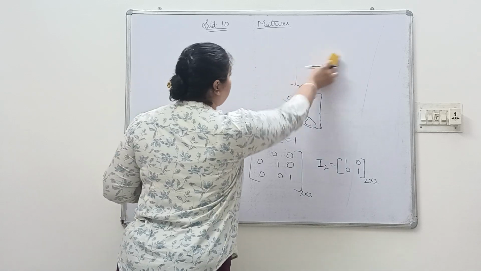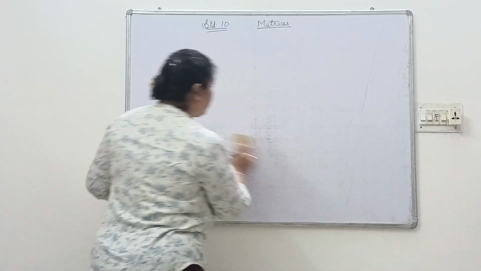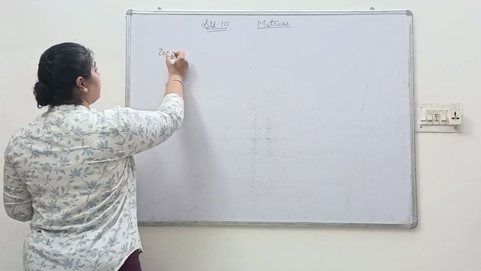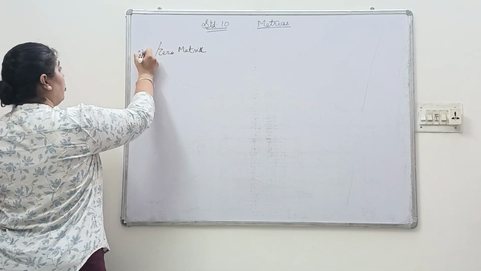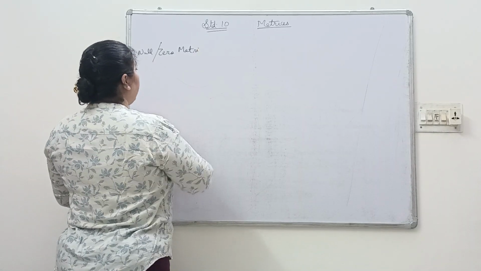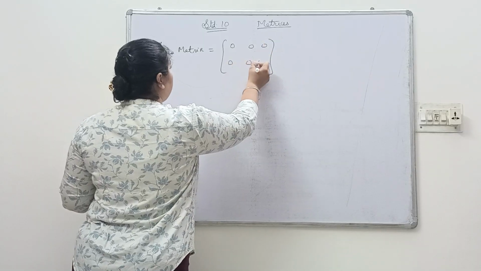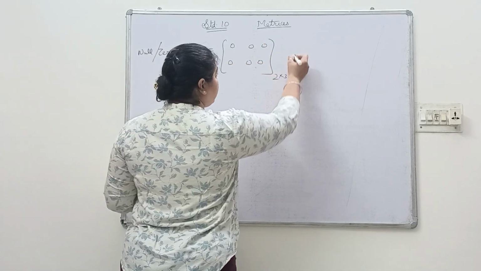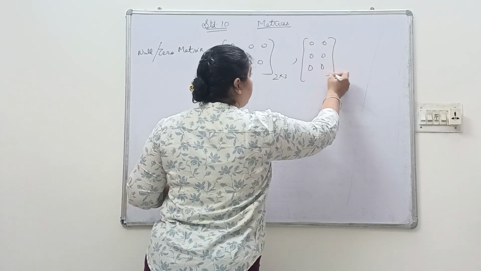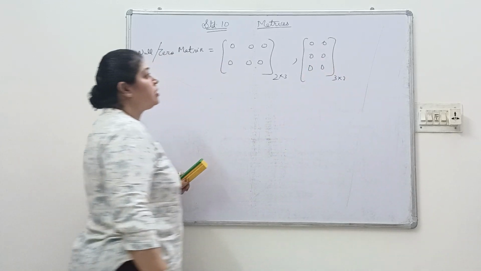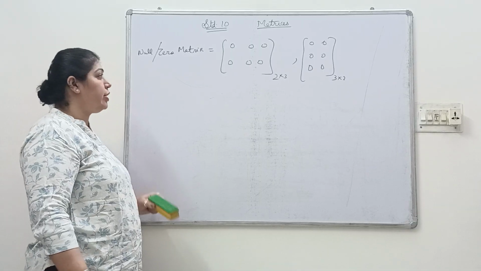Another matrix we have is the zero matrix or null matrix. Any matrix which has all elements 0. It may be of order 2 by 3, or of order 3 by 2. Any matrix having all elements 0 is known as a zero or null matrix.